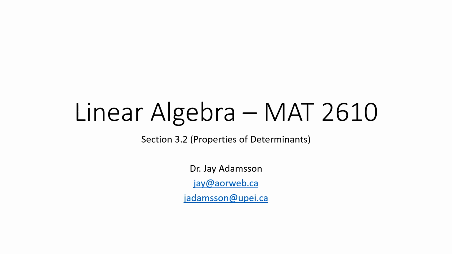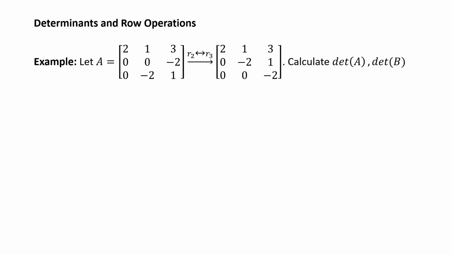Last time we looked at an introduction to determinants, so we saw what determinants were and how to calculate a determinant. Today we're going to start looking at some of the properties of determinants. So first we're going to look at what happens to determinants with row operations.